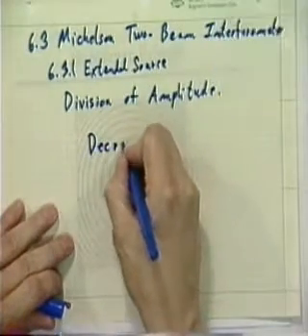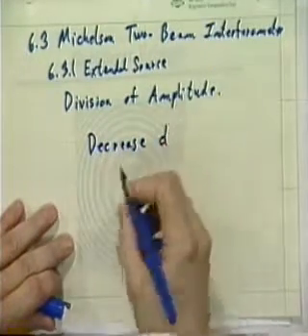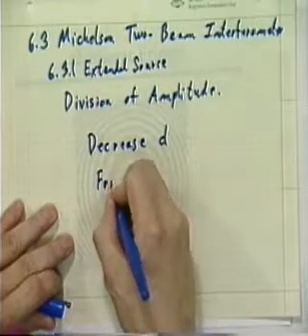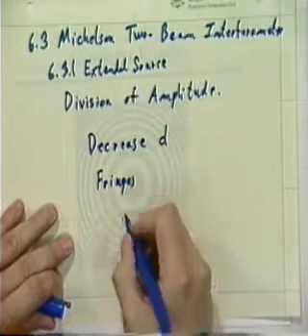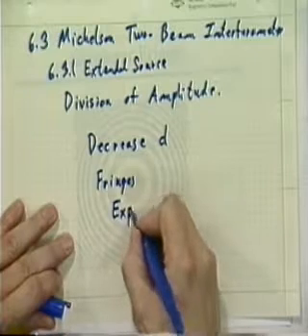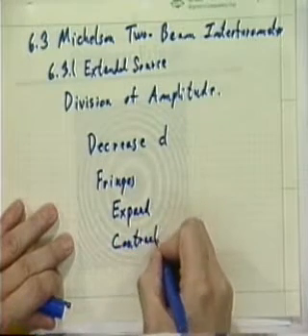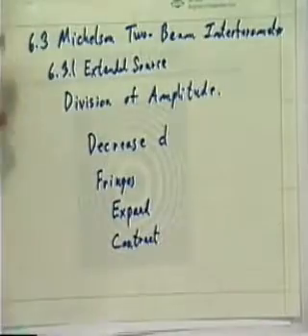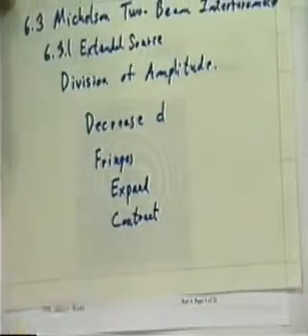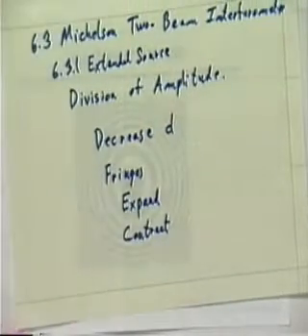Decrease d. Do the fringes expand or contract? Move out or move in? Maybe we should vote on that. Let's decide this by the democratic process.